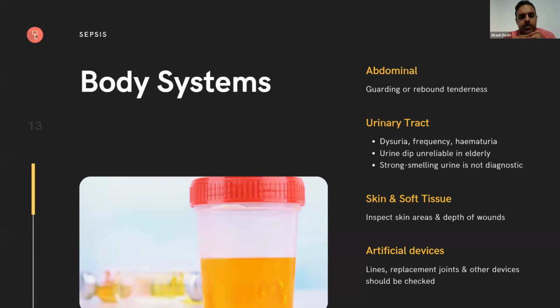Next is urinary tract, and this is another very common source of infection, perhaps just as common or maybe a little bit more common than chest infection in a kind of secondary care setting.